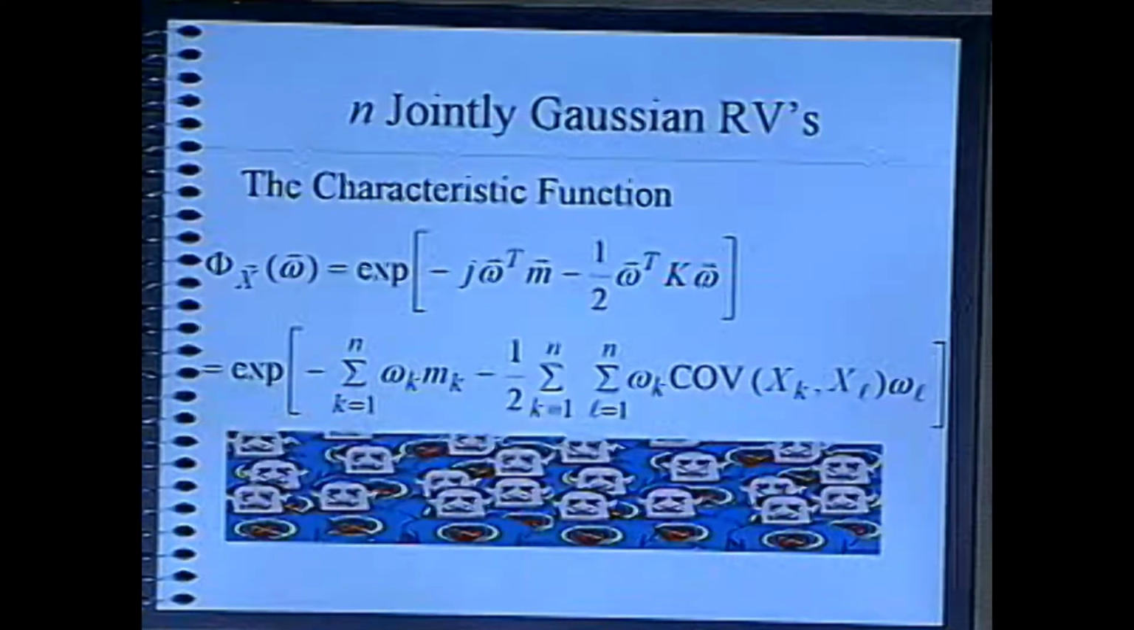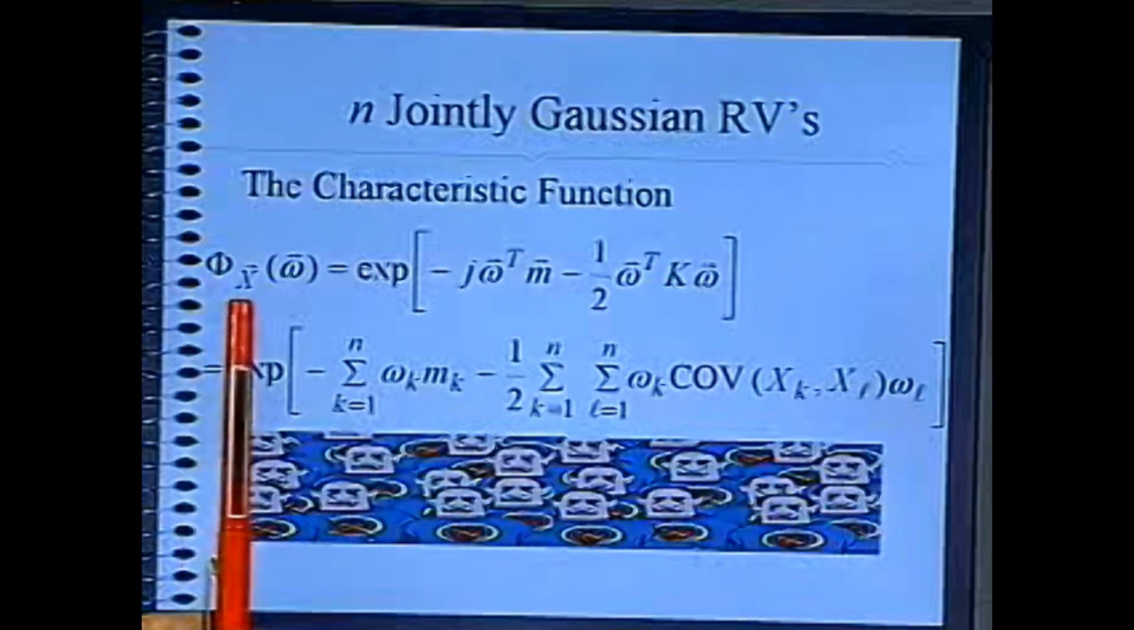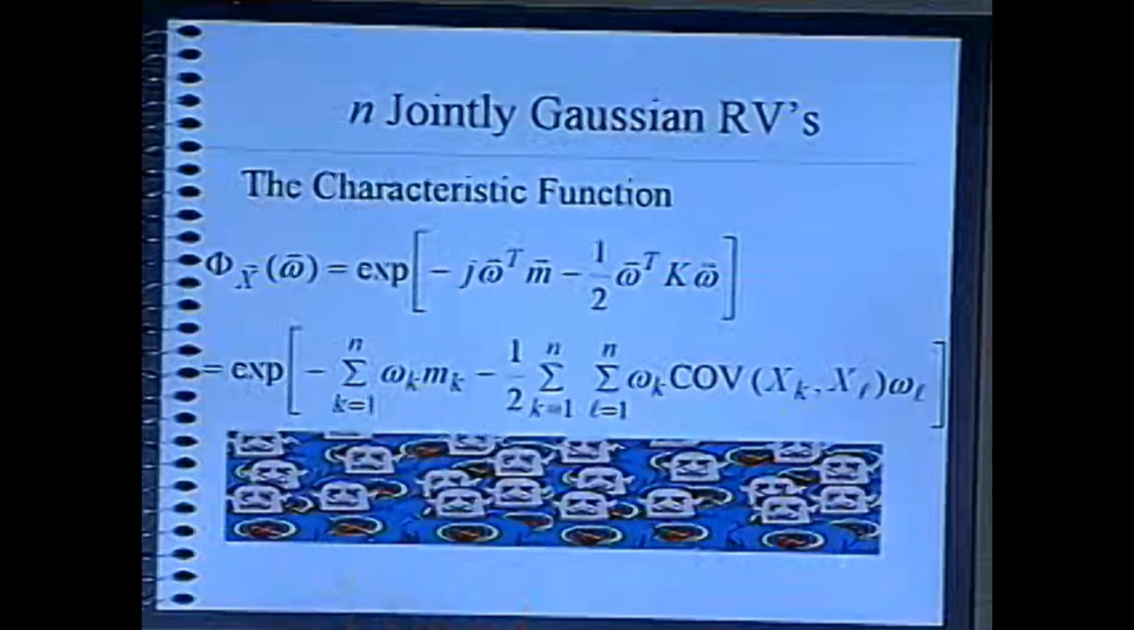We have seen in general the definition of an n-dimensional characteristic function. Here it is for a Gaussian. This is the characteristic function of the random vector x as a function of omega. Now, omega is omega 1, omega 2, omega 3, omega 4. So the characteristic function is also in an n-dimensional omega space.